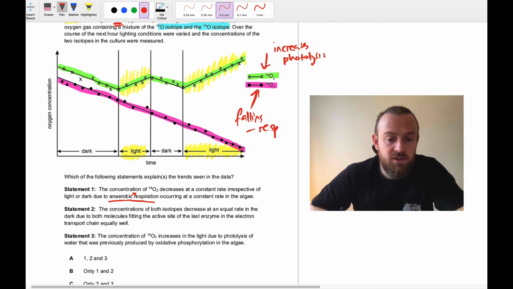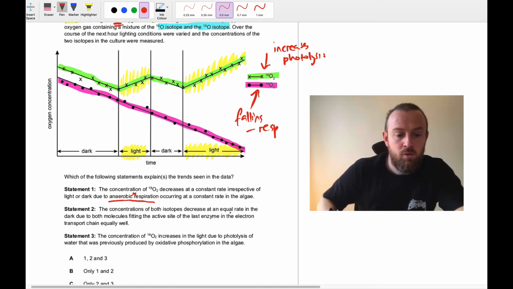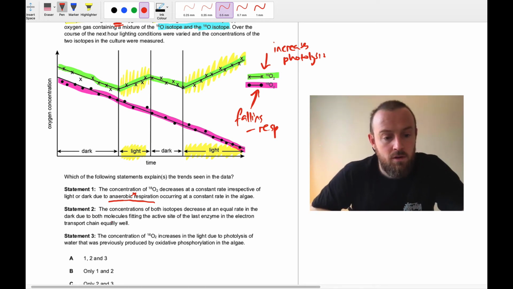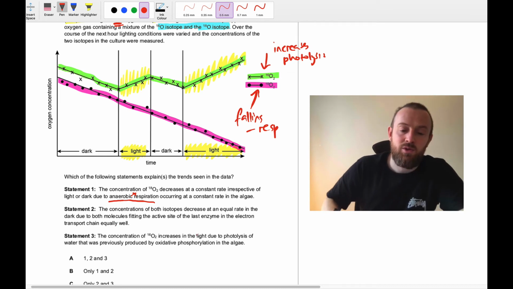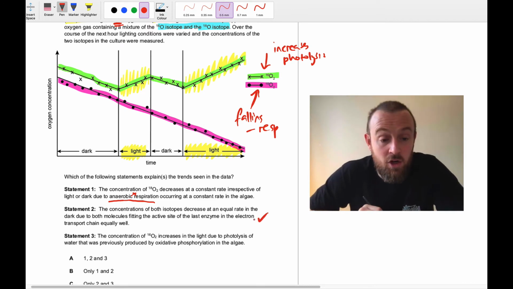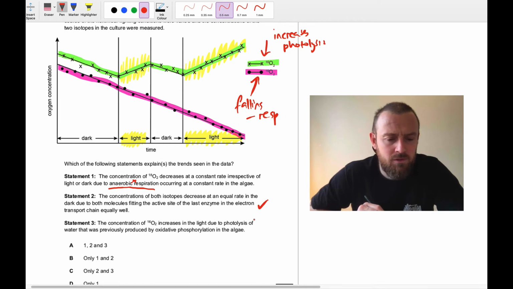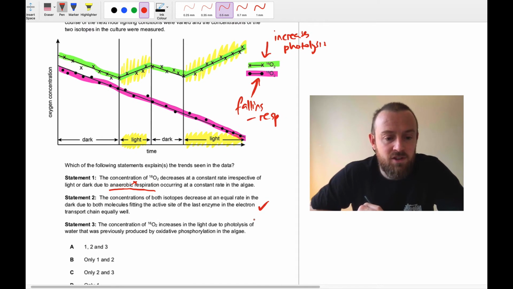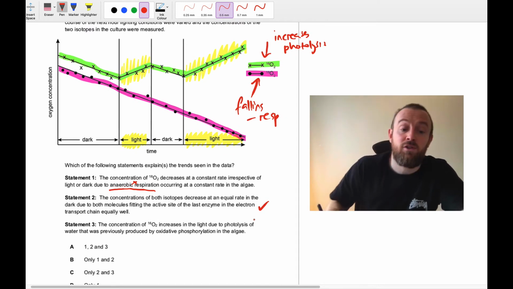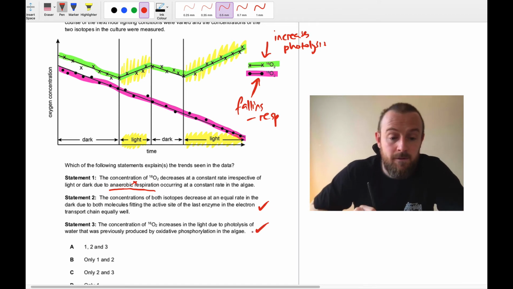Statement 2: the concentrations of both isotopes decrease at an equal rate in the dark due to both molecules fitting the active site of the last enzyme in the electron transport chain. Well, yes, that's true, because both oxygen-16 and oxygen-18 can be the final electron acceptor in respiration. Statement 3: the concentration of 16O2 increases in light due to photolysis of water. Yes, that's right.